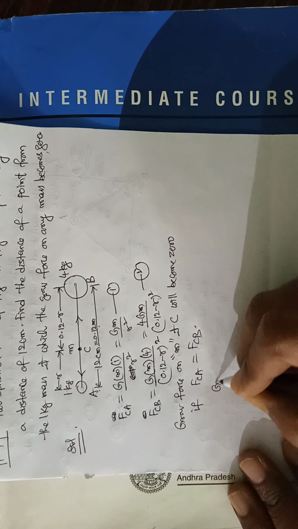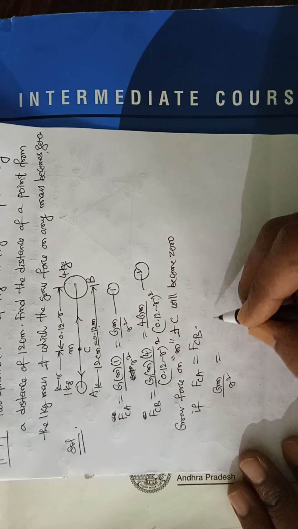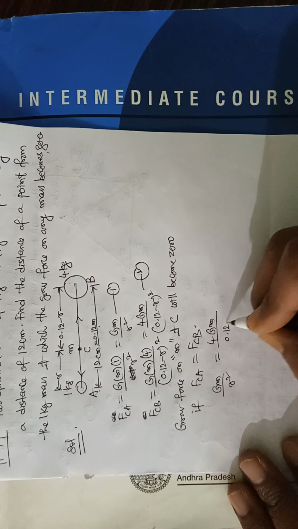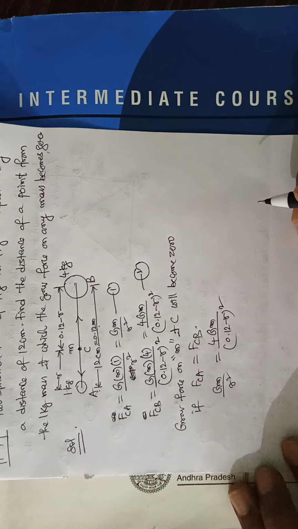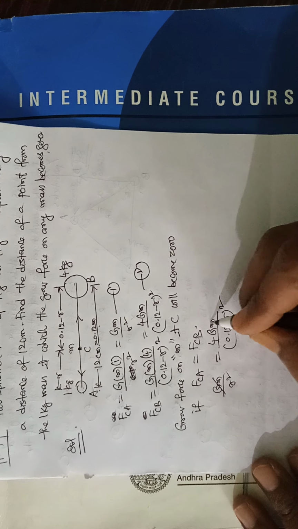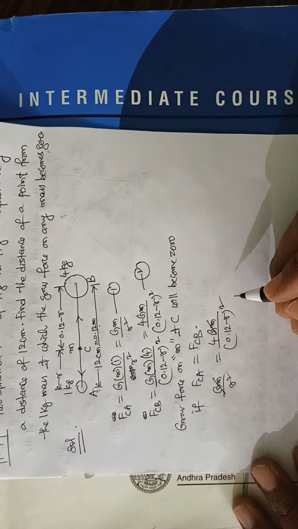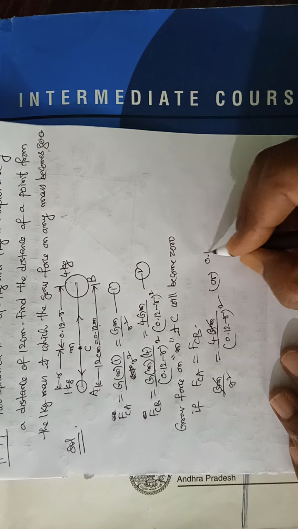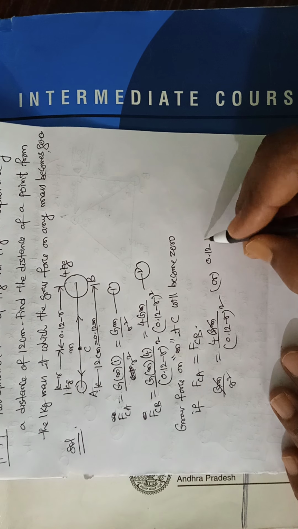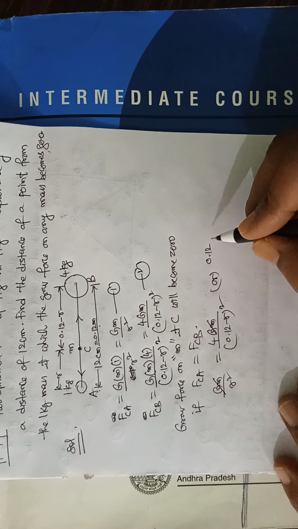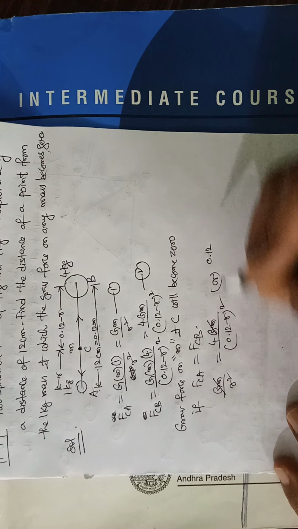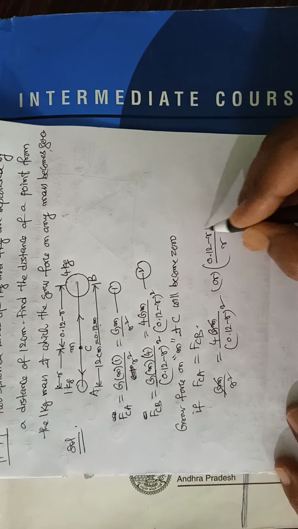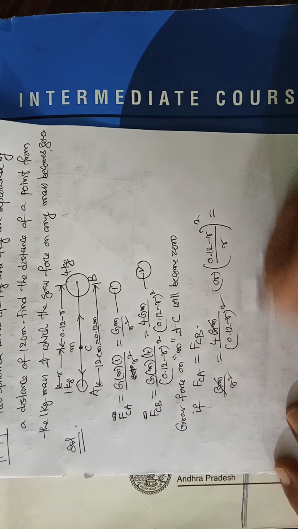FCA is Gm by R square, whole square. Cancel. Or 0.12. Let us bring this to the left hand side. Here r square is equal to, here 4 is there.